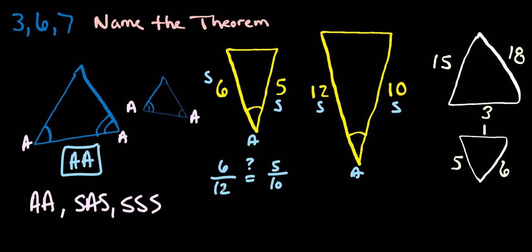So 6 over 12 is 1/2. 5 over 10 is 1/2. So we can go ahead and say, yeah, those are definitely equal. And so in this particular case, we're going to be looking at a side, angle, side situation.